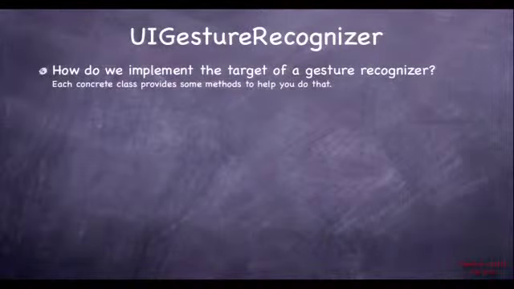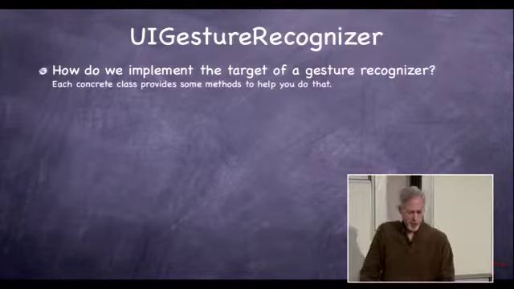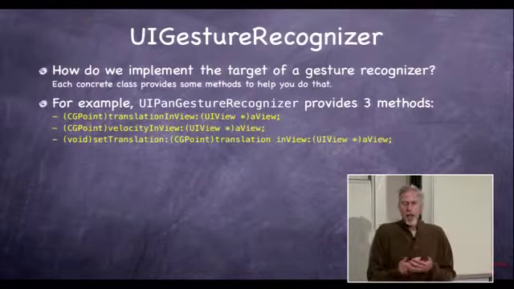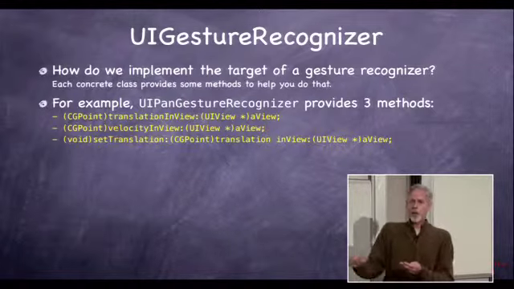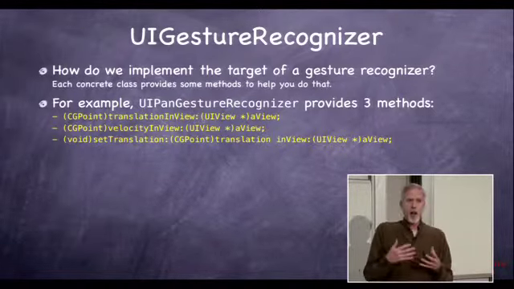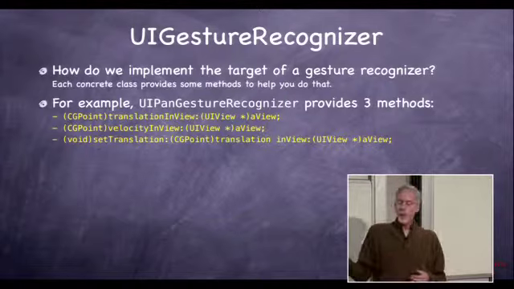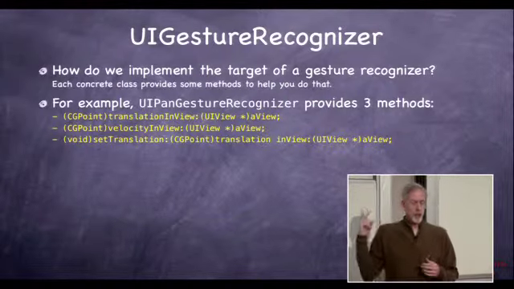Okay. So how do we implement the target of a gesture recognizer? How do we implement that pan colon thing? What does that look like? Well, the concrete classes provide methods. Each concrete class provides its own methods that have to do with what it's doing. So, for example, pan. Pan gesture provides these three methods.